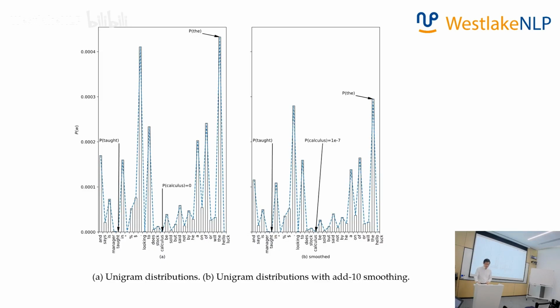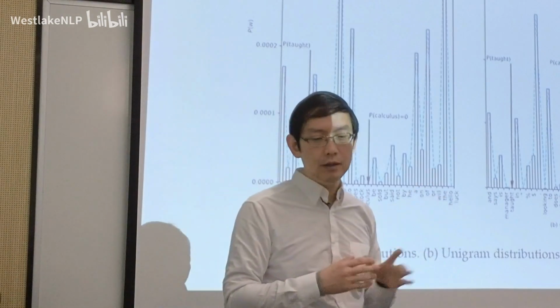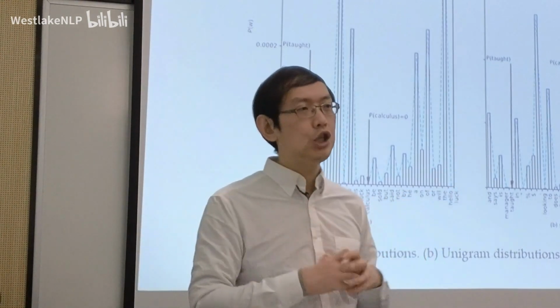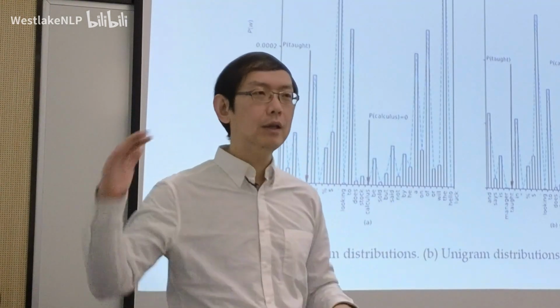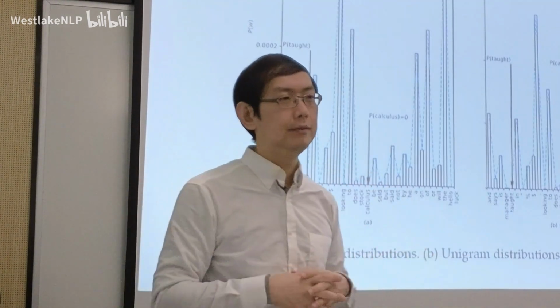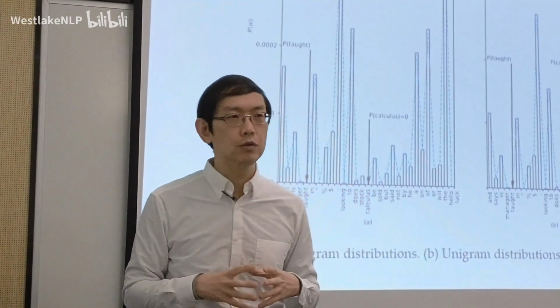But here I show you a figure of a segment of a probability distribution with the original counts and after add-1 smoothing. And you can see after add-1 smoothing on the right, the distribution is less sharp. And that's why it's called smoothing. You make the distribution more smooth, less sharp. That's called smoothing. A smoother distribution.